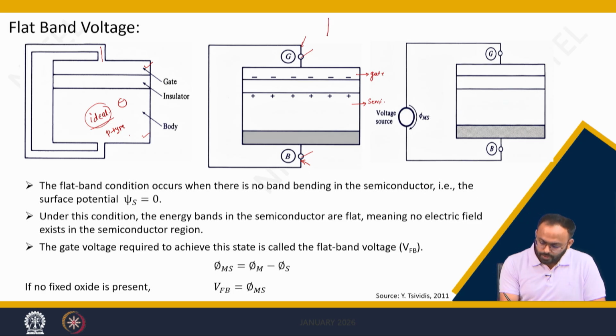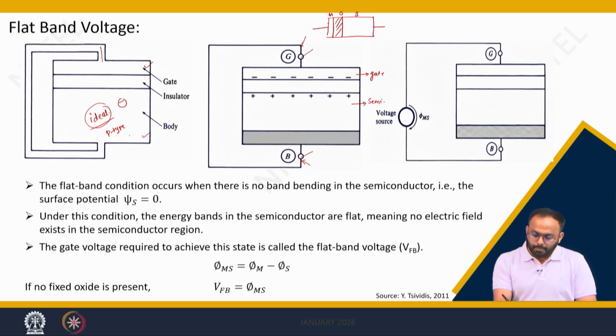It is like that, you have a metal, oxide and semiconductor. In this case, what will happen? The electron energy in the metal and the semiconductor is different because the work function will be different. If the work function of the metal and semiconductor is different, then there will be a charge transfer.